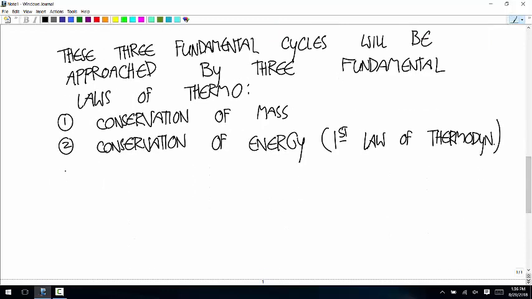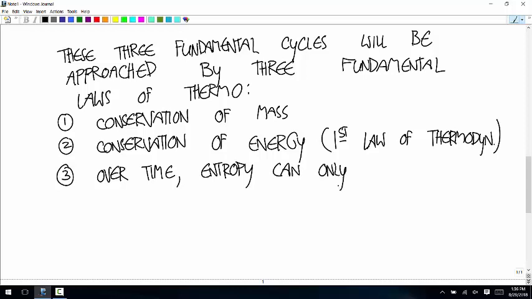And then the third one is that over time, entropy, and I assume that's something you haven't talked too much about yet in any of your other classes, but we'll talk about it a lot. Entropy can only increase. In some cases, it can stay the same, but it can never decrease. And you should say that we're talking about the entropy in the universe.